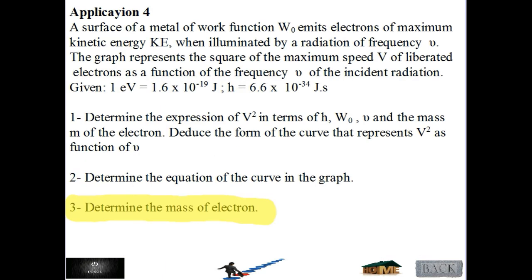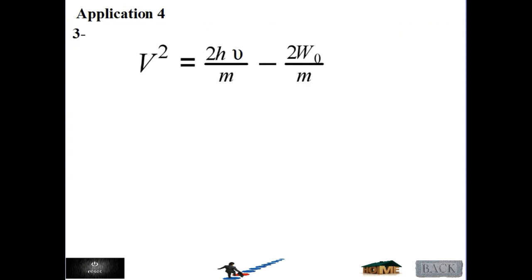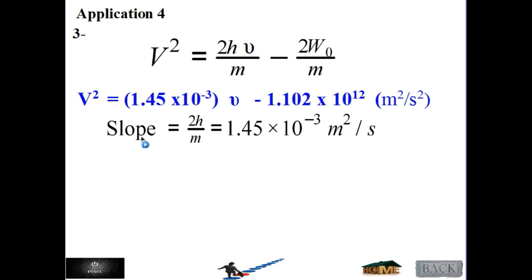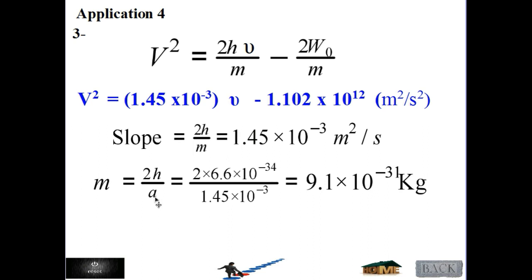Part 3. Determine the mass of electron. We have the relation v squared equals 2h nu over mass minus 2W0 over mass. And we already calculated the equation of the graph: v squared equals 1.45 times 10 to the power minus 3 nu minus 1.102 times 10 to the power 12. So by comparing the two equations, the slope is 2h over mass, which is equal to 1.45 times 10 to the power minus 3. So the mass equals 2h over a, 2 times 6.6 times 10 to the power minus 34, Planck's constant, over 1.45 times 10 to the power minus 3, the slope. And the answer is 9.1 times 10 to the power minus 31 kilogram.